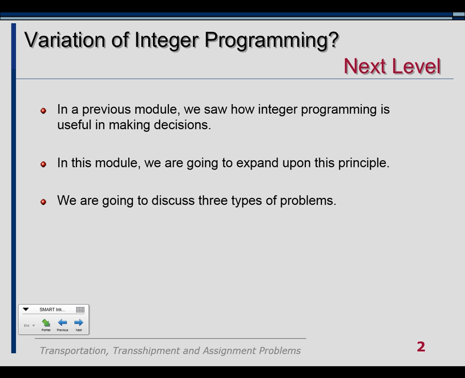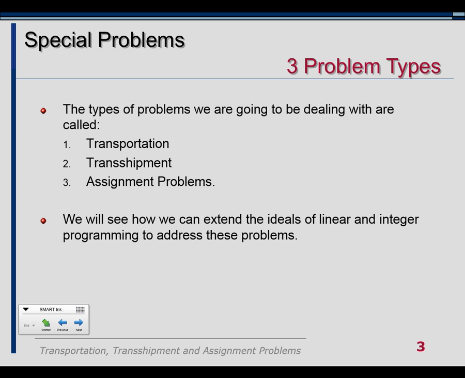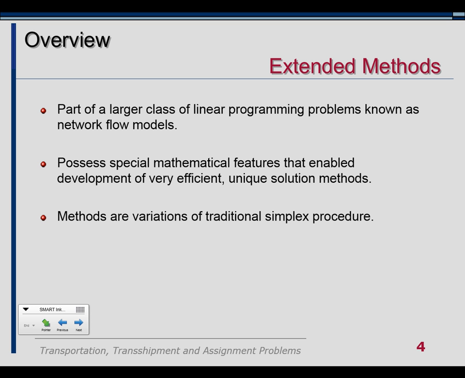We're going to discuss three types of problems. Like I said, this is transportation, transshipment, and assignment problems. We'll see how we can extend the ideas of linear and integer programming to address these problems, okay? So these are part of a larger class of linear programming problems known as network flow models, which we're going to be covering in the next module.